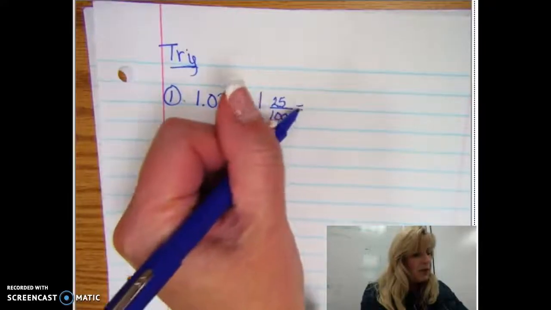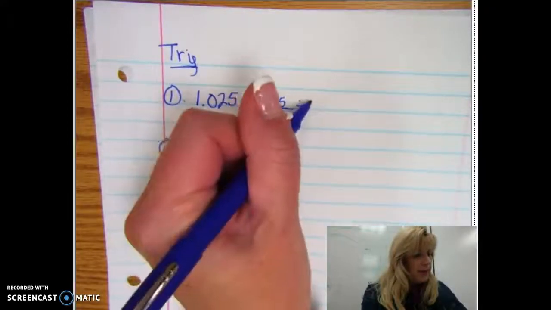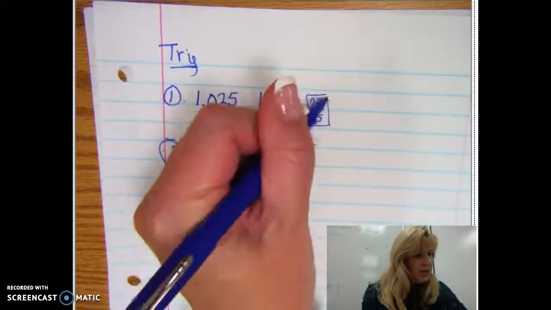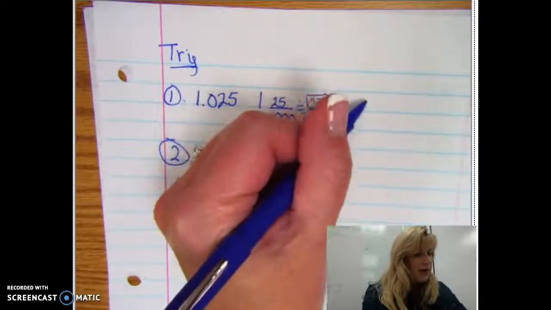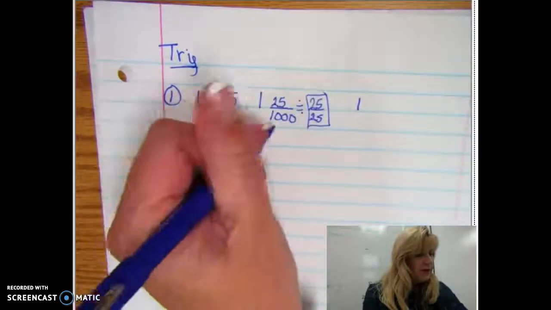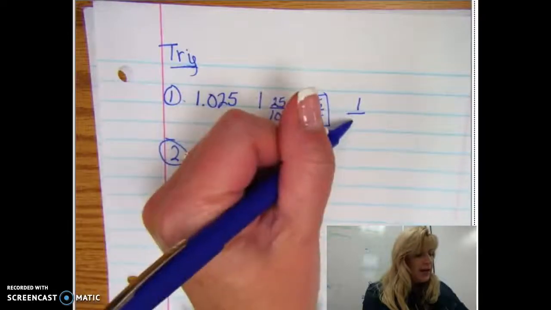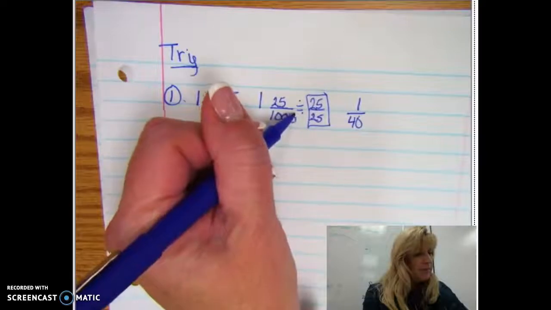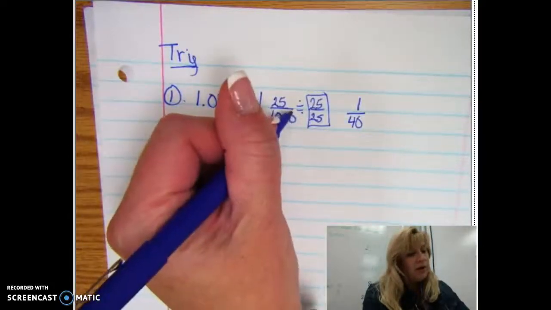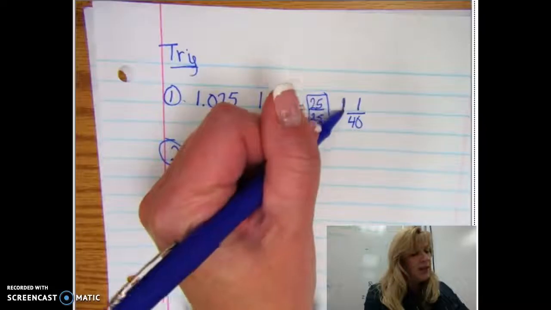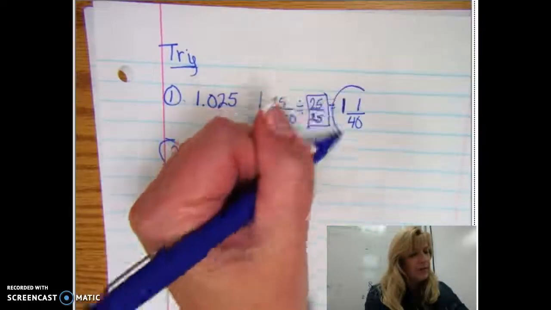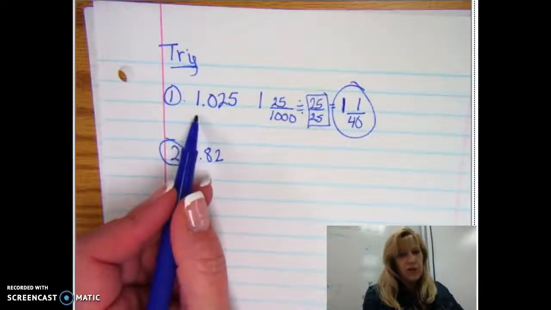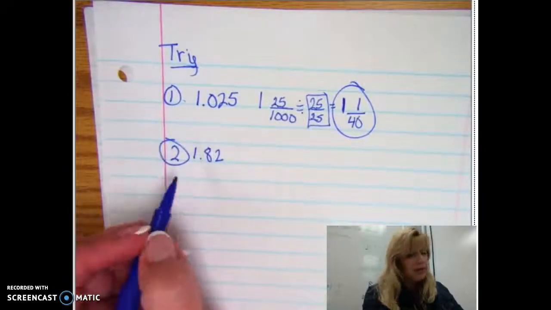And I know I can reduce this. I can divide the top and the bottom by 25. If I do the math on this, 25 divided by 25 is 1, and 1,000 divided by 25 is actually 40, because 25 will go into the 100 4 times, plus put the 0 over the last 0, but you have to keep that whole number because that stays the same. So you have 1 and 1/40th is the fraction version of 1 and 25 thousandths.